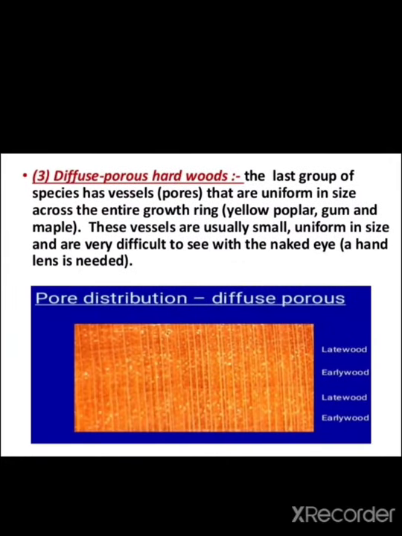Diffuse porous hardwoods. The last group of species have vessel pores that are uniform in size across the entire growth ring. These vessels are usually small, uniform in size and very difficult to see with the naked eye.